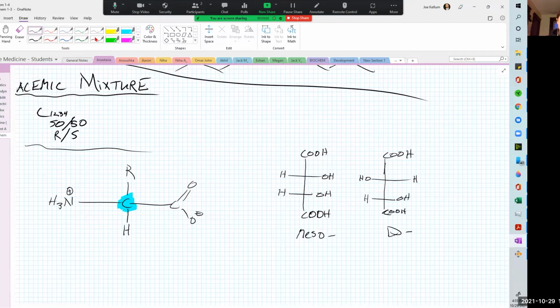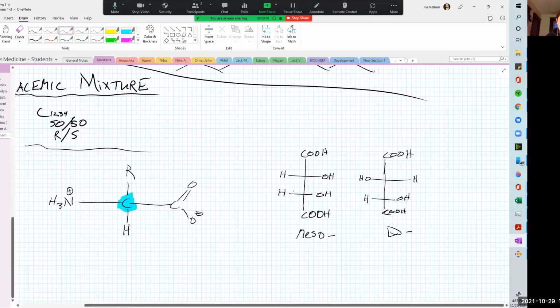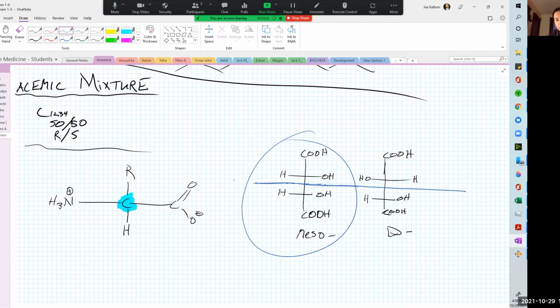do with the fact that the one on the left, the meso one, has this internal plane of symmetry through the molecule, to where if you just draw this blue line through both of them, this one, the one that's meso, can fold over perfectly on top of itself, whereas the one that's not can't. And so that's why.